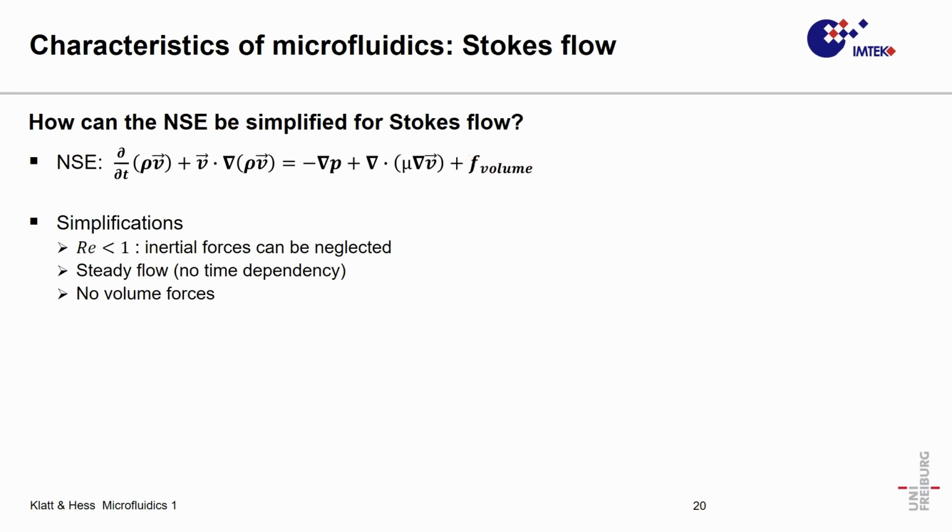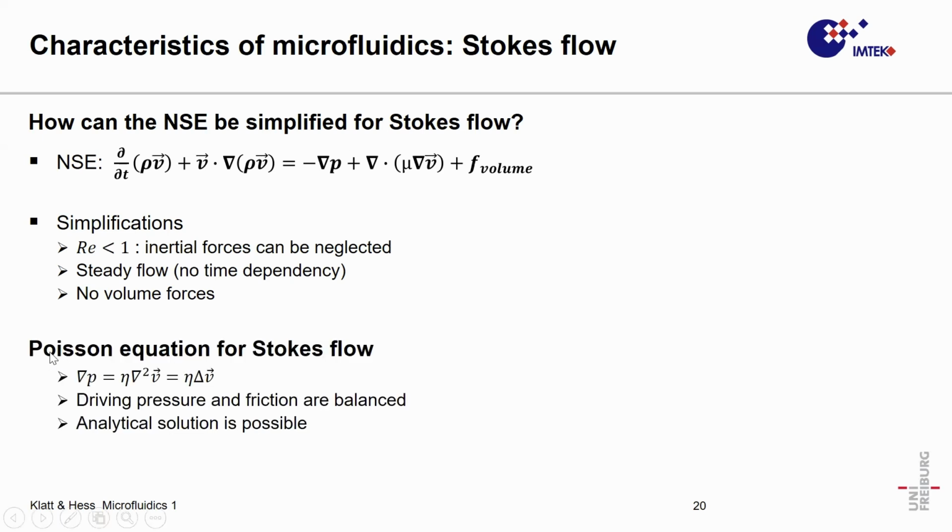If we apply all those simplifications, we get the Poisson equation for Stokes flow. The Poisson equation is given here. So you have the pressure gradient, and this equals the viscosity times the Laplacian of your velocity field. If you look at this Poisson equation, you can immediately see that for Stokes flow, which is also called creeping flow, the driving pressure and the friction are balanced. So you have a driving pressure gradient, and all this energy is consumed by the friction. And for this kind of flow, the Navier-Stokes equations can be solved analytically.